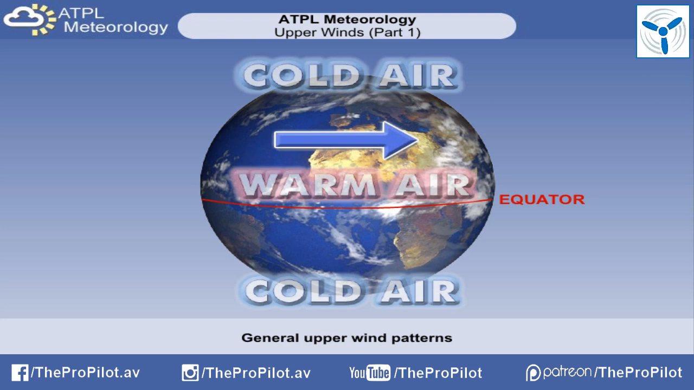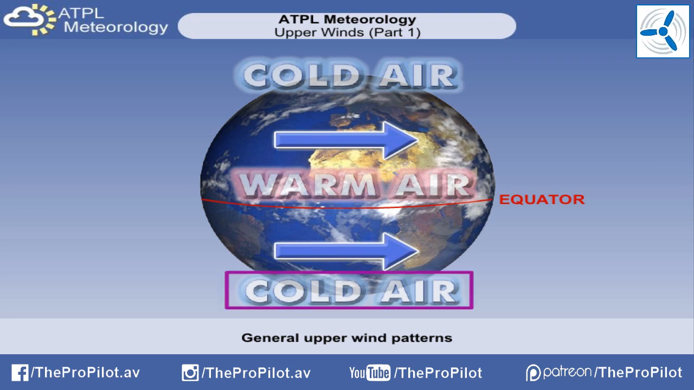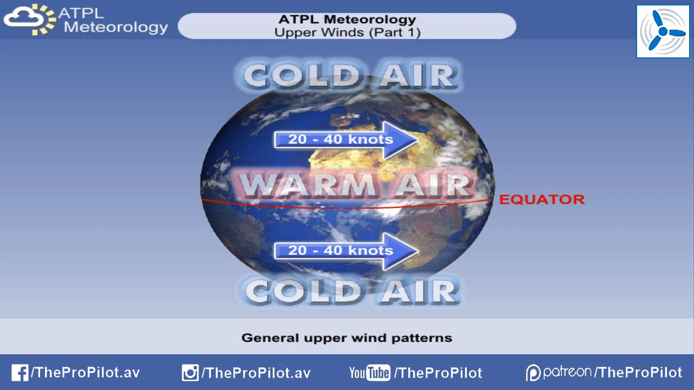Looking at the southern hemisphere again, we can see the general upper wind pattern is also westerly. With your back to the upper wind, the cold air at the South Pole is now on your right. The speed of these upper winds in either hemisphere increases slightly with latitude, from approximately 20 knots at about 20 degrees latitude to about 40 knots at 60 degrees latitude.